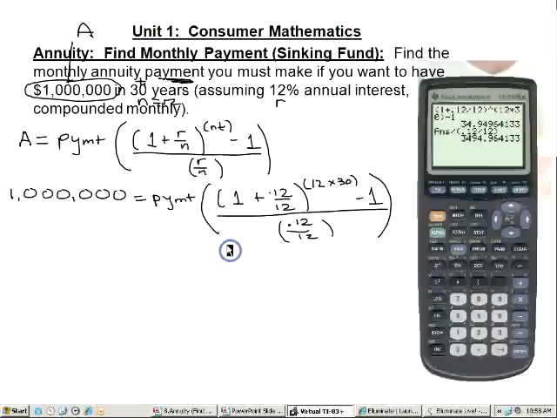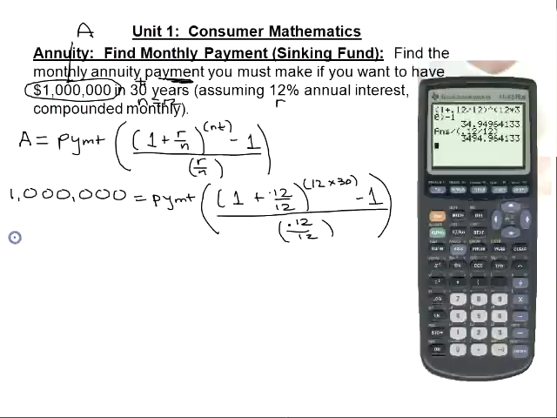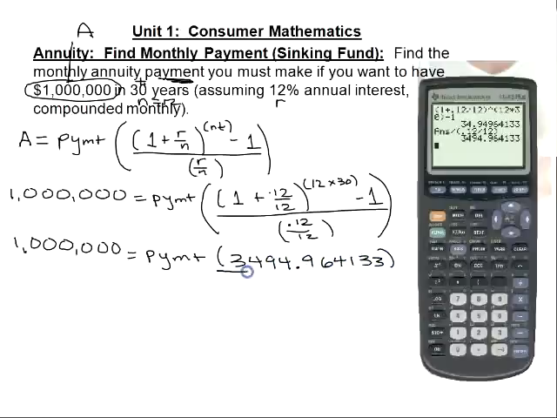So that's not our answer. That's an intermediate step. Do not round until the very last step. Do not round until you get your answer. So what we have is 1 million is equal to payment times this number, 3,494, and then after the decimal, 964,133. So let's divide both sides by that number.